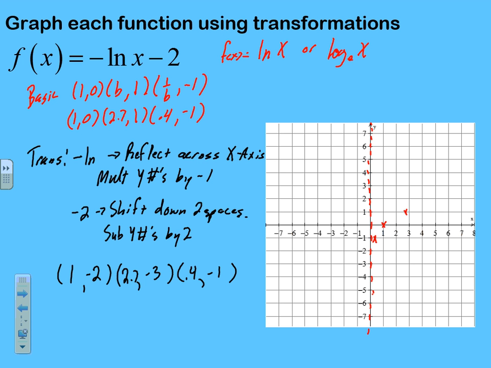So my transformed coordinates will be at 1 and -2, 2.7 and -3, and 0.4 and -1. So we're still kind of about right there. So the function itself, instead of increasing now, is going to look like a decreasing function. And there we go.